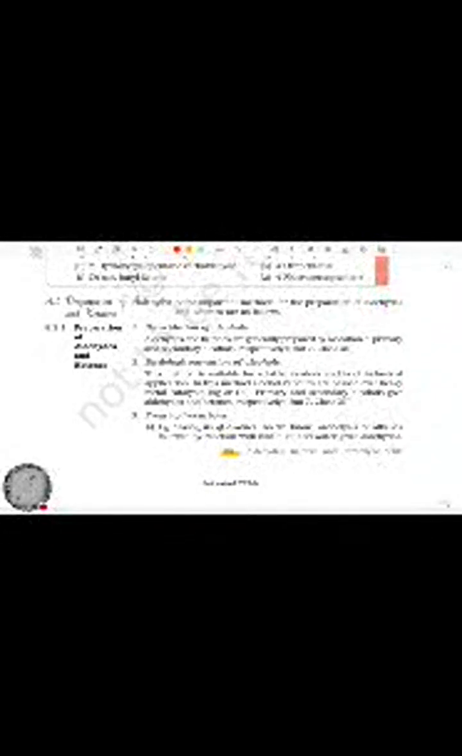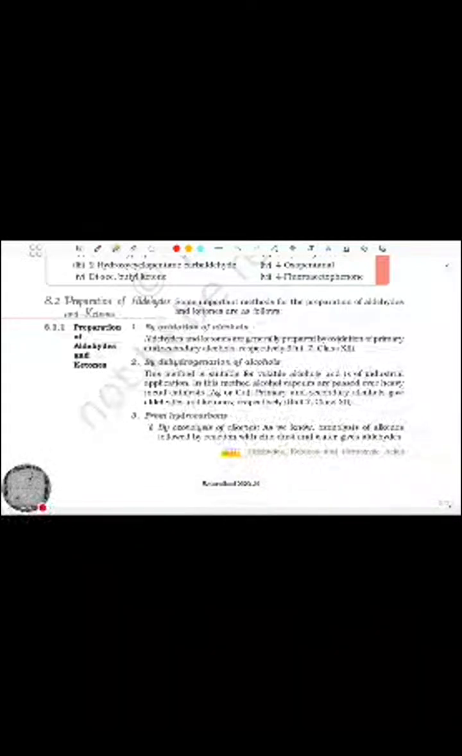By oxidation of alcohols. Aldehydes and ketones are generally prepared by oxidation of primary and secondary alcohols. For this I'll have to refer to unit 7, it seems. There are a lot of oxidation reactions present. This method is for volatile alcohols and is of industrial application. In this method, alcohol vapors are passed over heavy metal catalysts. Primary and secondary alcohols give aldehydes and ketones respectively.